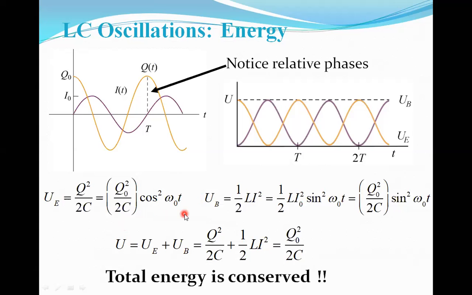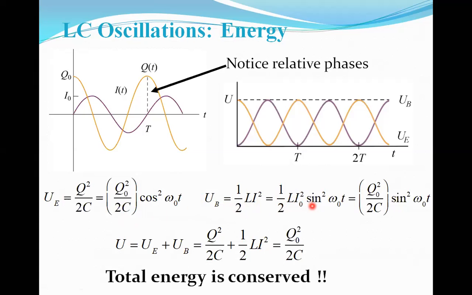Similarly, if you find the magnetic field energy, the electric energy is given with respect to charge, and this one is with respect to inductance. This is half L i square. So half L i square is nothing but half into L into I square, where I is I naught into sine omega t. The current in the circuit will be equal to I naught into sine omega t.